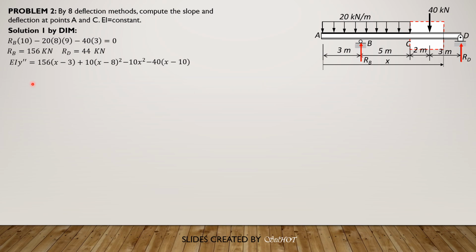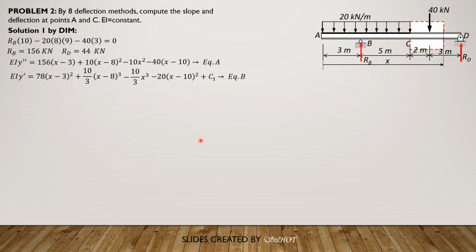So integrating, EI y prime equals 78, call that equation A, 78 quantity x minus 3 squared plus 10 thirds quantity x minus 8 cubed minus 10 thirds x cubed minus 20 quantity x minus 10 squared plus C sub 1. There is C sub 1, which is the slope divided by EI that represents the slope at A.